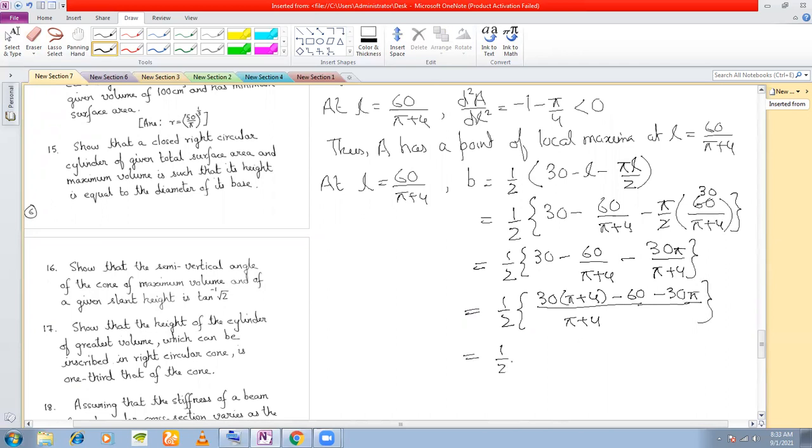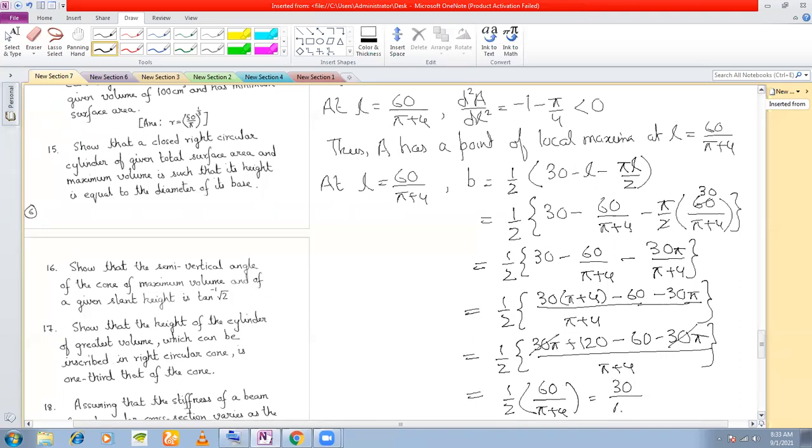So you get half of 30 pi plus 120 minus 60 minus 30 pi, divided by pi plus 4. So if you see 30 pi and 30 pi, they cancel. So what you get here is half of 60 by pi plus 4. So you get here 30 by pi plus 4. So that is the breadth.